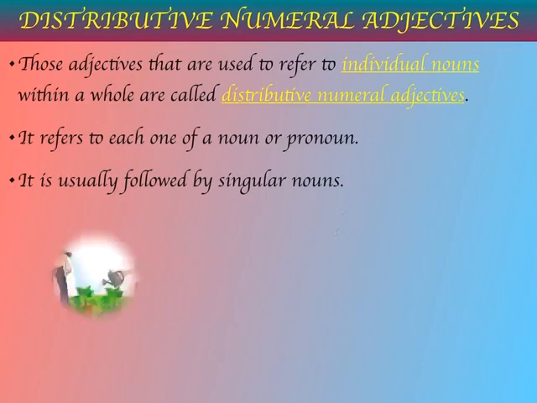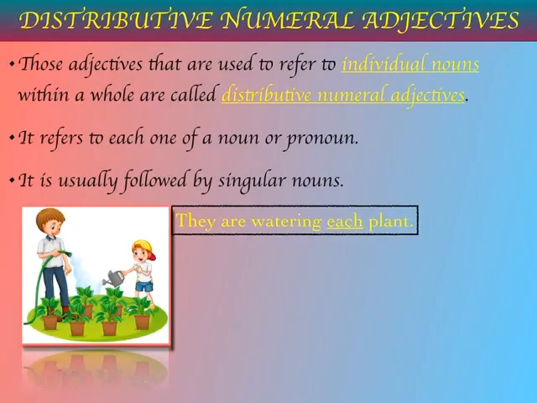Let's see the image for clear understanding. Here we can see that they are watering each plant. So there are many plants kept over there. That means they would be watering all the plants. But I have used the word each to describe the noun plant. So each is a distributive numeral adjective which is referring to the whole group of plants one by one.